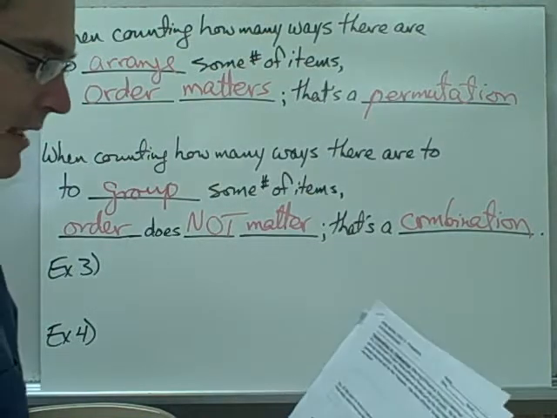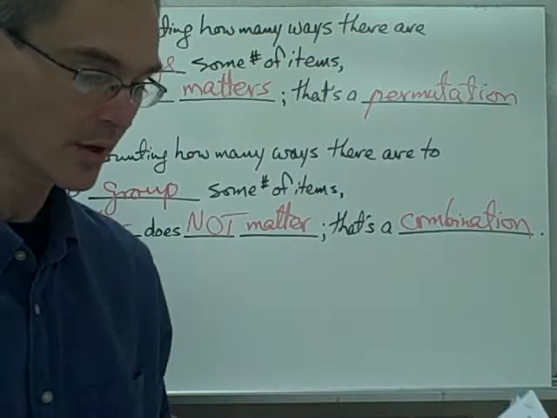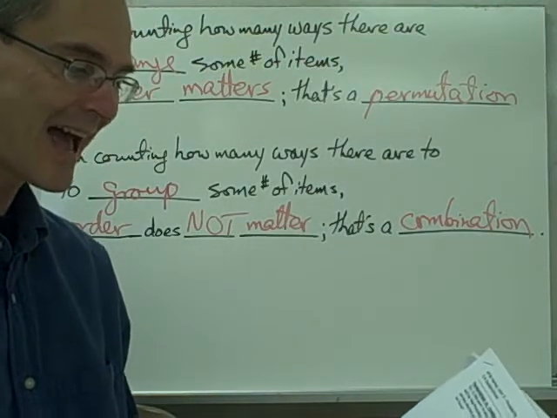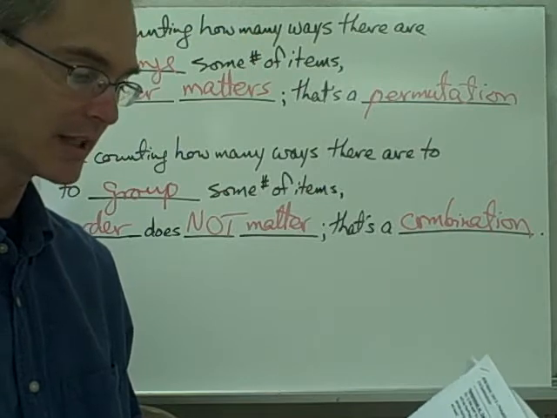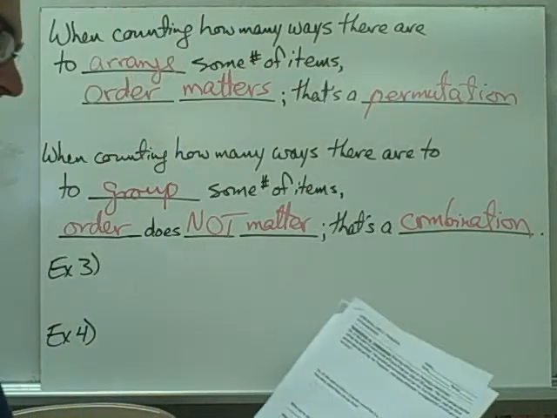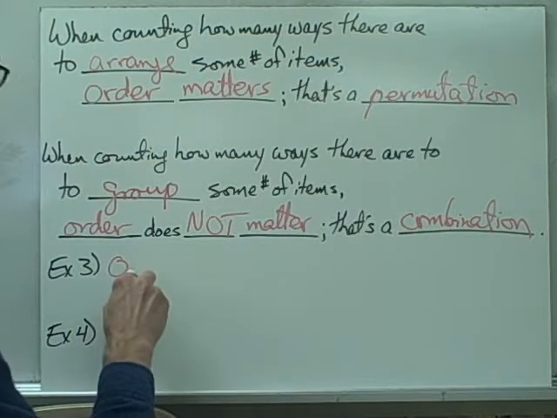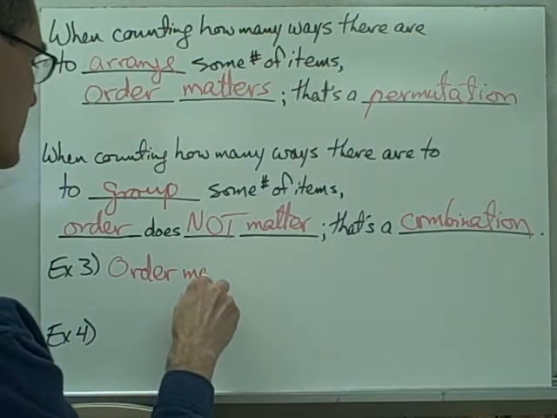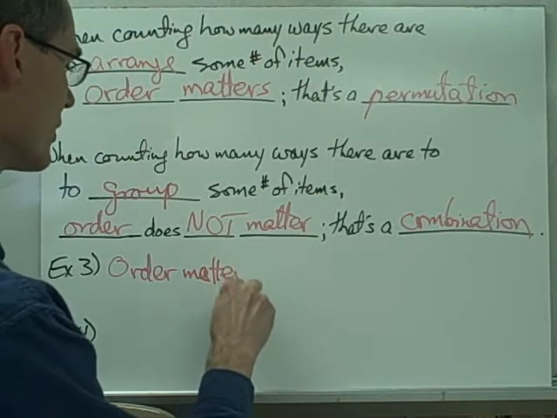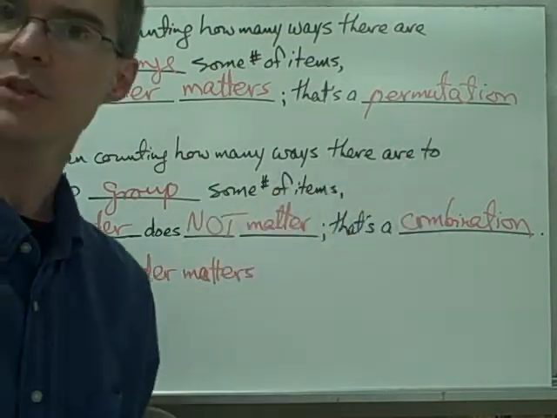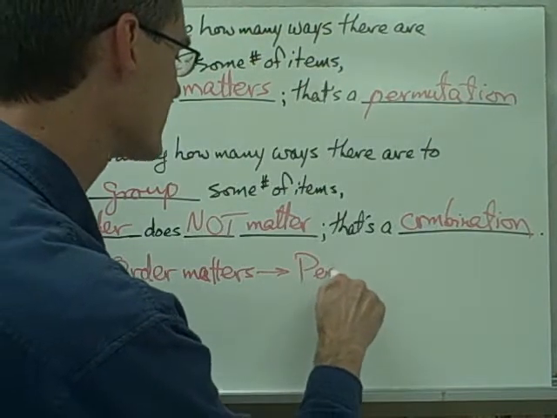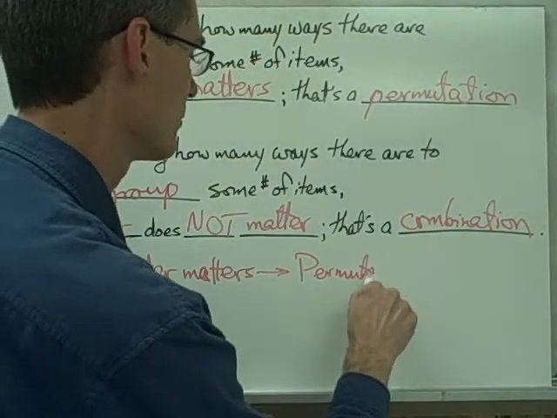Number 3 says the debate club wants to elect 4 officers, president, vice president, secretary, and treasurer, from its membership of 30 people. How many different ways could the debate club elect its officers? So, since they're electing officers, I notice that as before, the order matters. In other words, the order in which these people are elected matters. And since order matters, I know that this is a permutation.